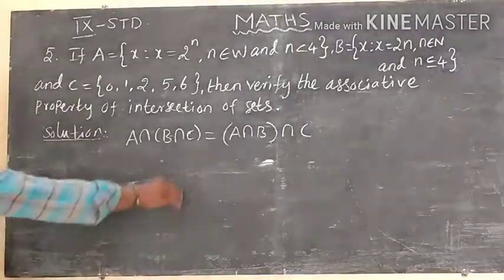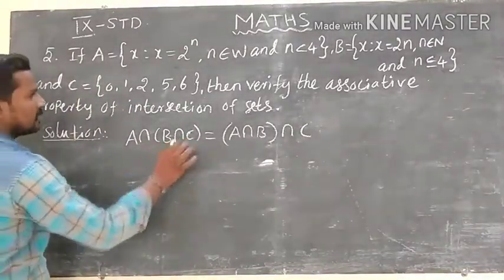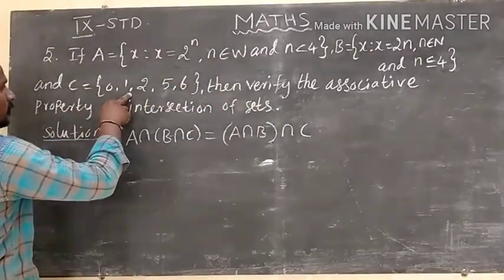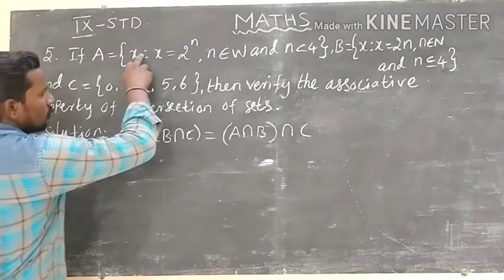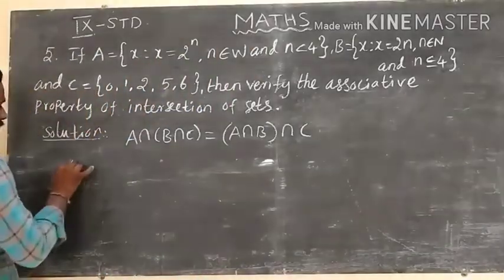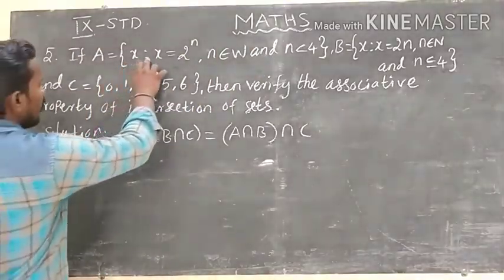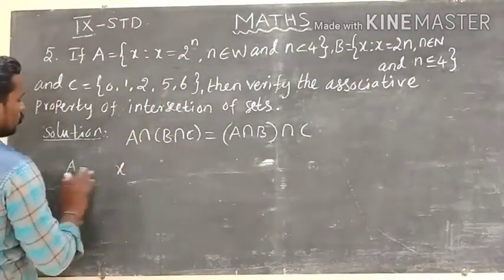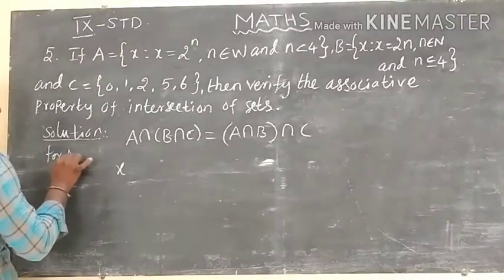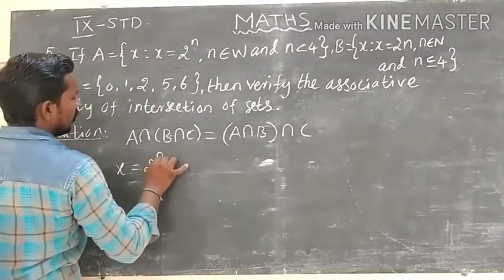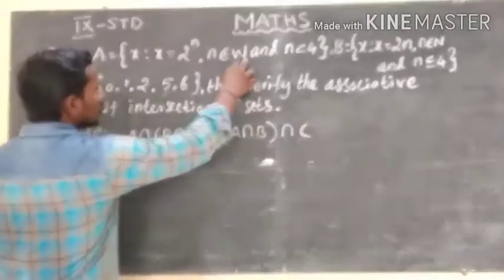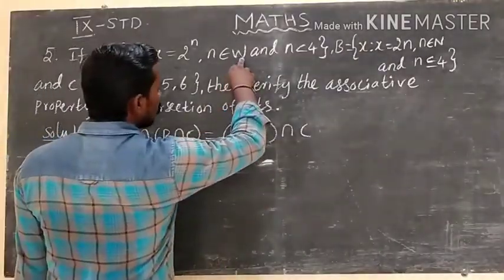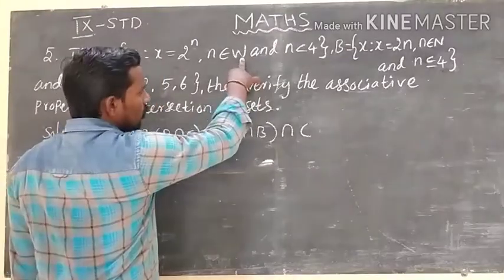Before we start, find A, B, C, because A and B values are not directly given, while C is directly given as a set. So first find out the A and B values. A is equal to the set of all x such that x is equal to 2 power n, where n belongs to capital W. W represents the whole numbers starting from 0: 0, 1, 2, 3, and so on.